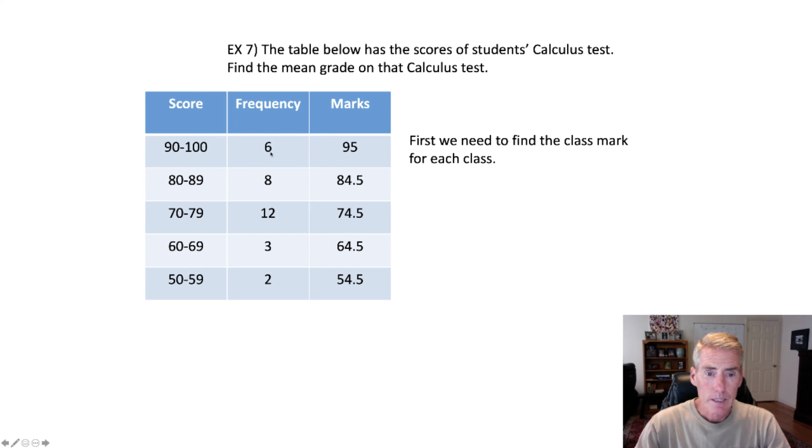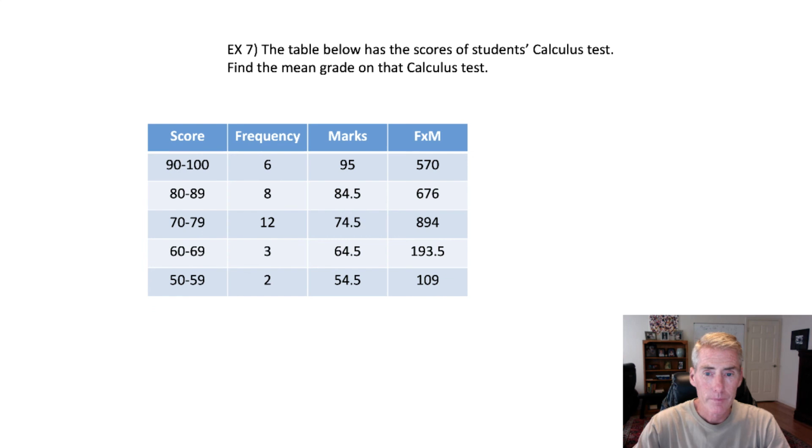Then we're going to say these 6 people all got 95. So multiply each frequency by its class mark. I multiplied straight across and got 570. 8 times 84.5, that's how I got the 676. Multiply across, and so on.